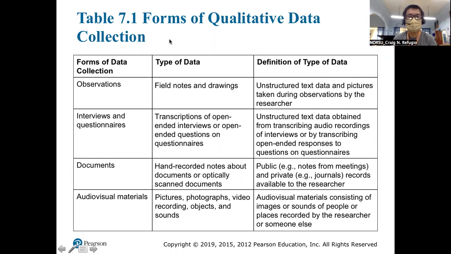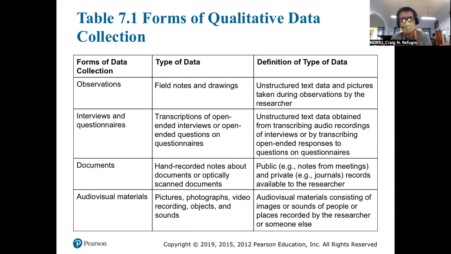Form of data collection, interviews and questionnaires. Type of data, transcription of open-ended interviews or open-ended questions in questionnaires. Definition of type of data: unstructured data obtained from transcribing audio recordings of interviews and by transcribing open-ended responses to questions in questionnaires. For documents, the type of data is hand-recorded notes about documents or optically scanned documents. Definition of type of data: public, for example notes from meetings, and private, for example journals, records available to the researcher.